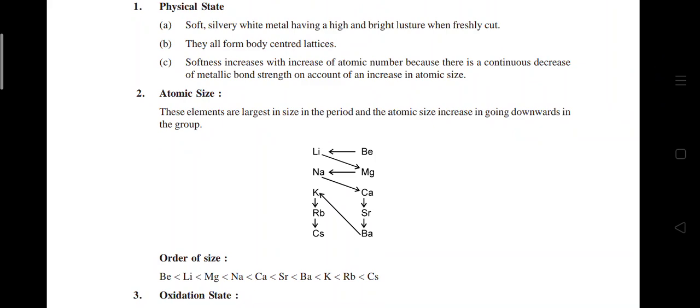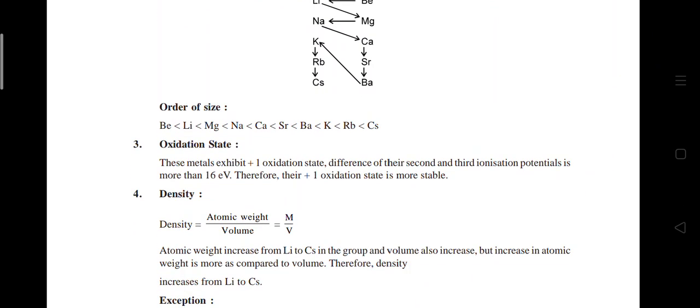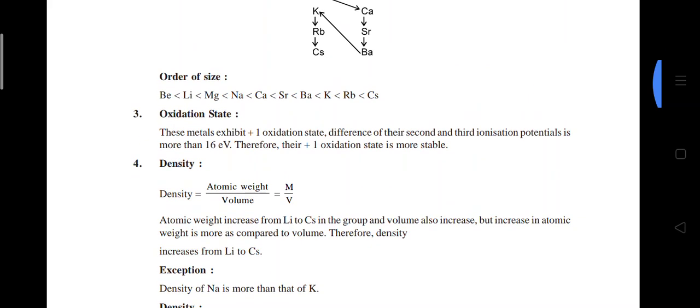Second, atomic size. These elements are largest in size in the period and the atomic size increases on going down the group. Order of size: beryllium is the smallest, then lithium, then magnesium, then sodium, then calcium, then strontium, then barium, then potassium, then rubidium, then cesium.